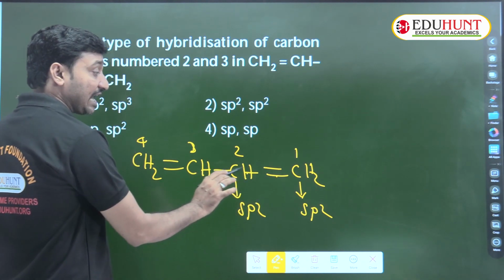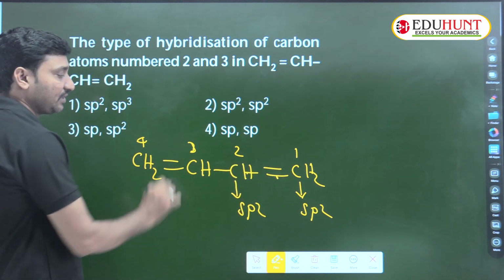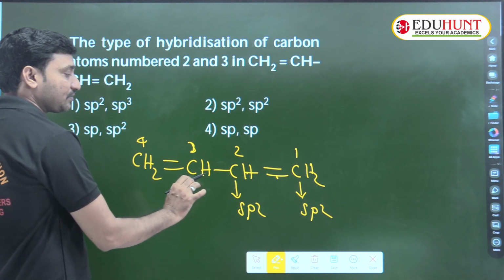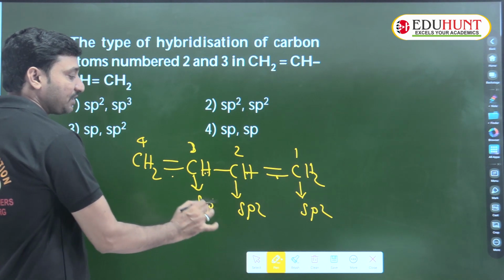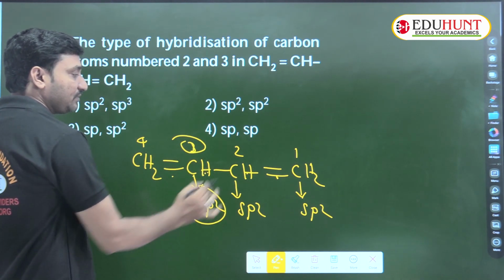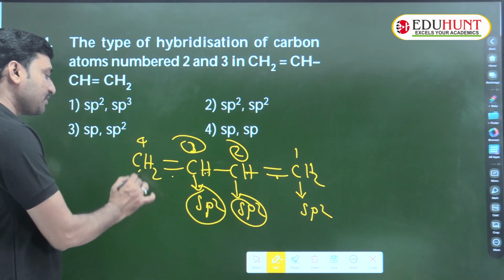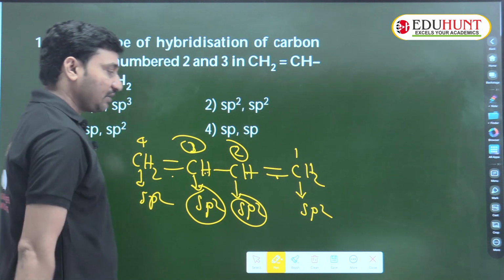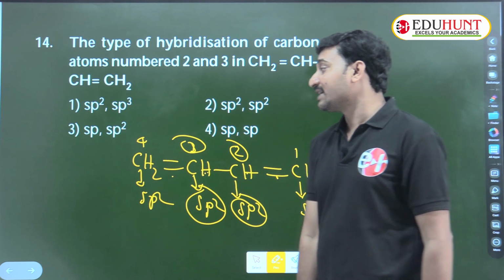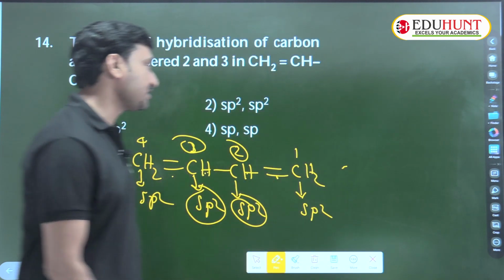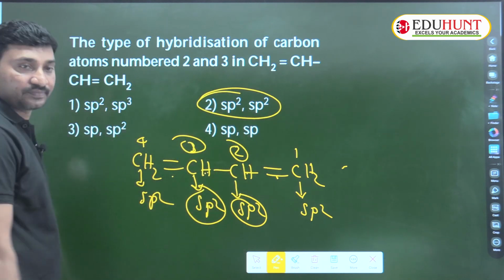This one has 1 sigma bond with hydrogen, 1 sigma bond, here in the double bond 1 sigma bond, total 3 sigma bonds, sp2. The third carbon also 1 plus 2, 3 sigma bonds, sp2. So the third carbon is sp2, the second carbon also sp2. So the right answer is all the carbons are sp2. This is butadiene. All the carbons are sp2 hybridized, the same hybridization. So the right answer is sp2, second option.